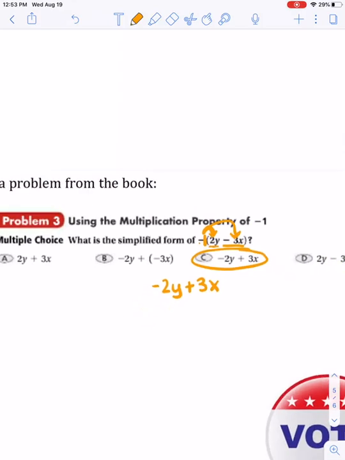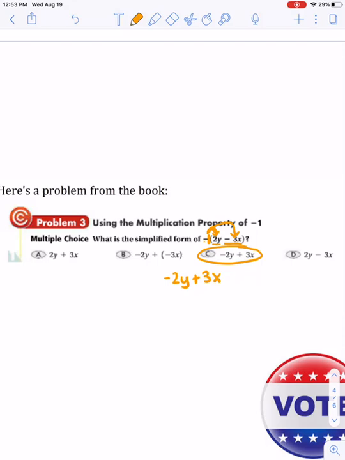The nice thing about multiplying or distributing in a -1, all you do is you change the positivity or negativity of the term that you're multiplying by, right? So instead of being a +2y, it becomes a -2y. Instead of being a -3x, it becomes a +3x. So multiplying by -1 is actually pretty slick, and it goes pretty fast.